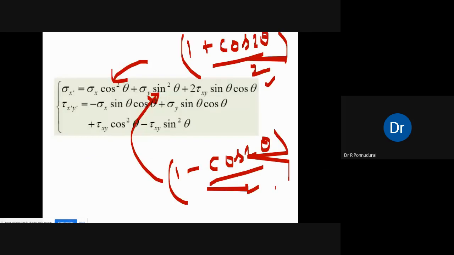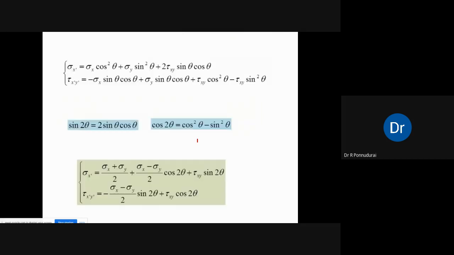I'm going a little fast actually, so try to do it. In case you are able to do it, it will be better. Just replace cos square theta with 1 plus cos 2 theta by 2, replace sin square theta with 1 minus cos 2 theta by 2, replace 2 sin theta cos theta with sin 2 theta, and expand it. So we can get this expression now.